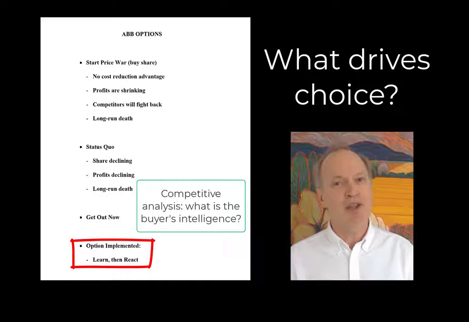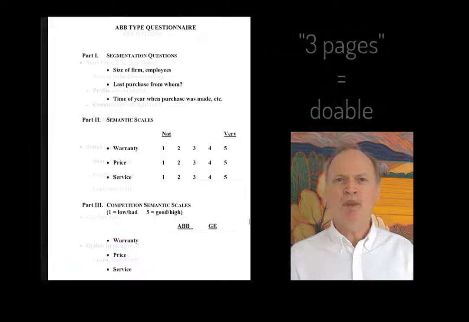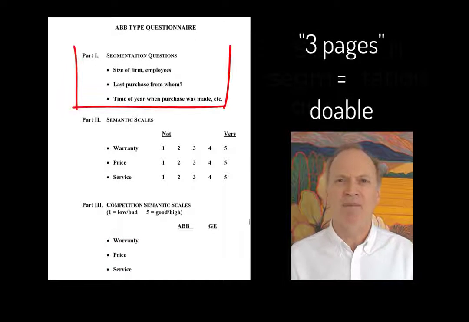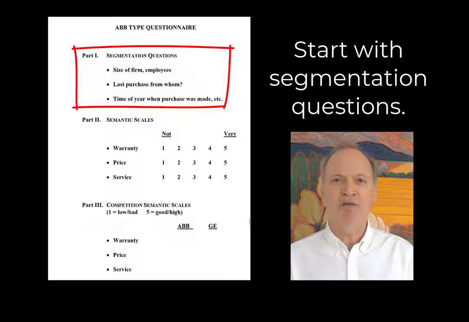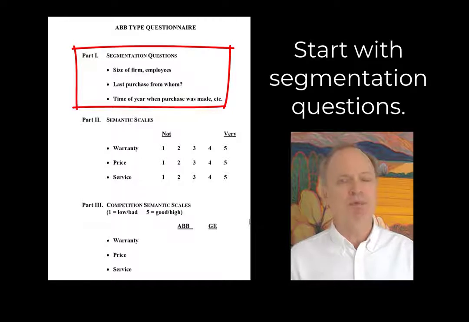So they implemented a 3-page questionnaire. What were the 3 pages? On page 1, basically these are segmentation questions. You want to ask electric utilities, what makes your electric utility different from another electric utility? And there might be things like, how many employees do you have? Who did you last buy from? Who did you buy from before that? And who did you buy from before that and before that and before that?